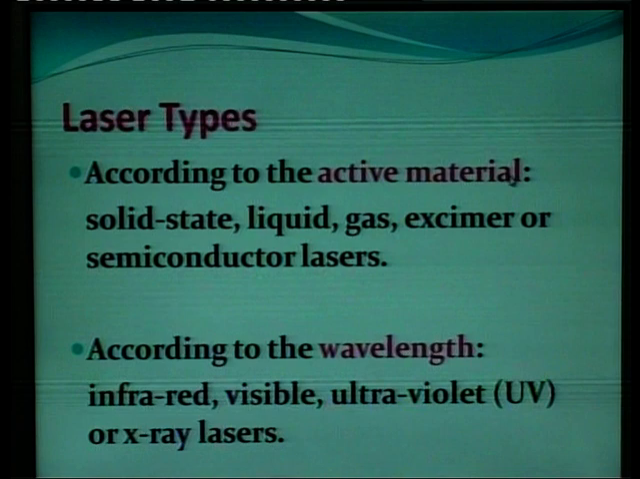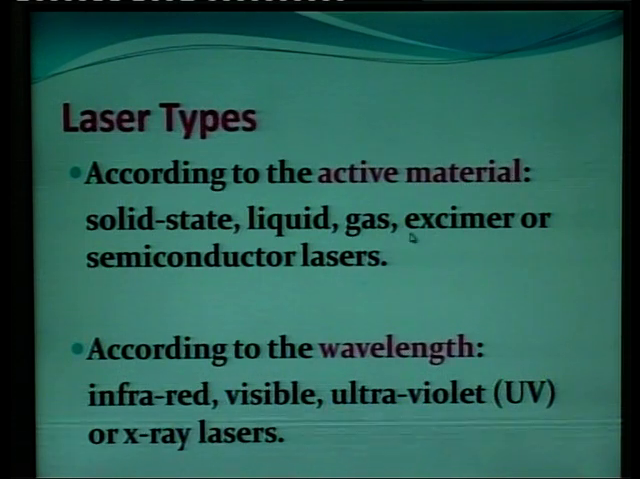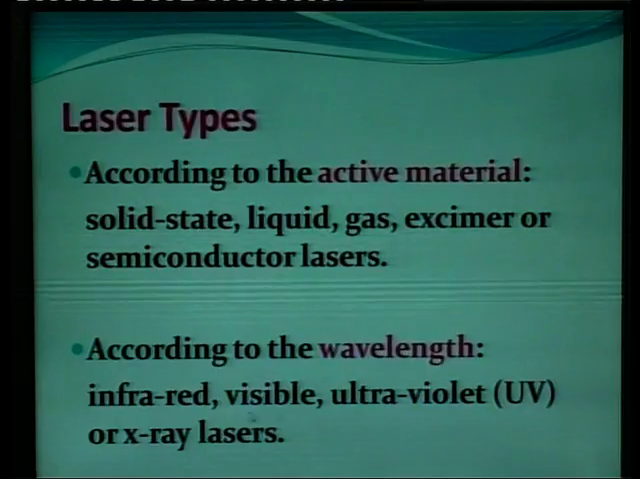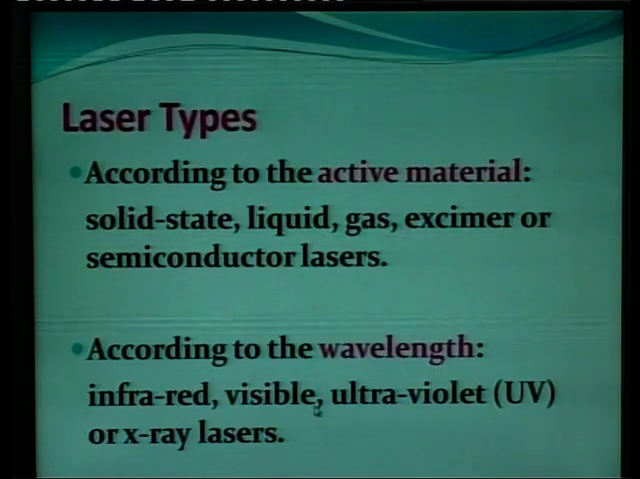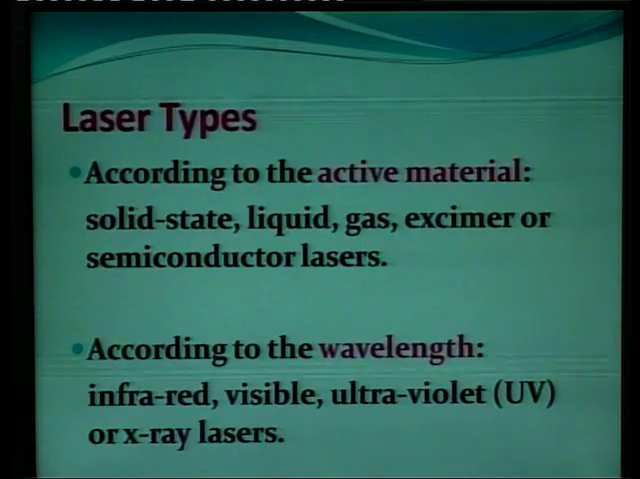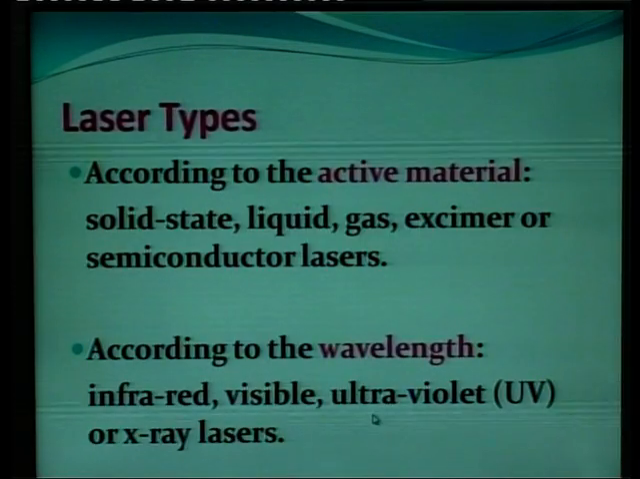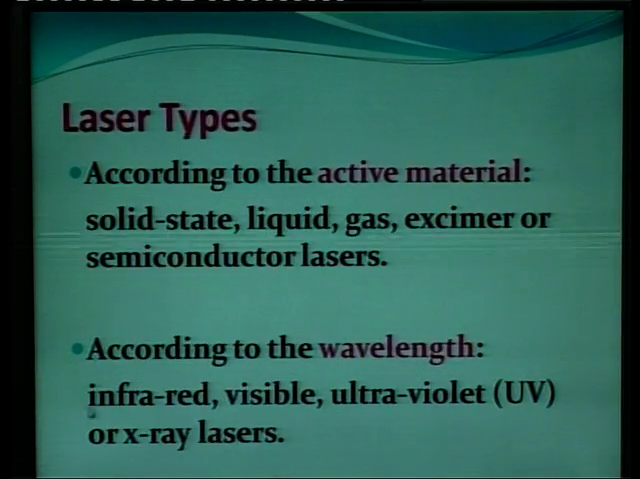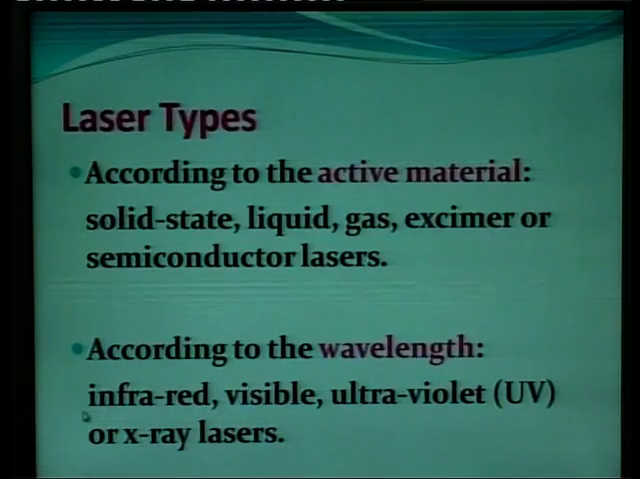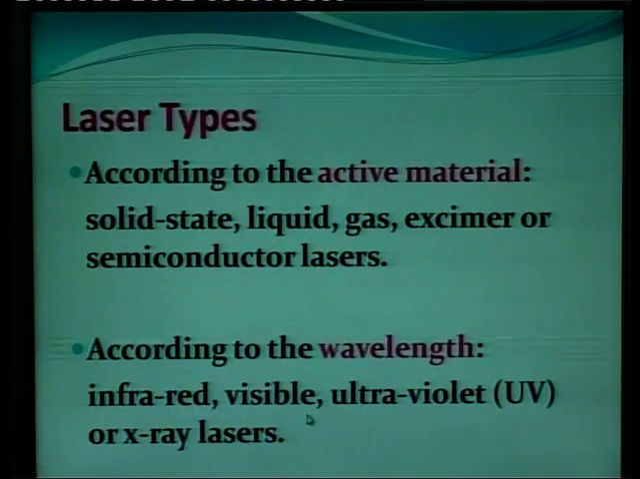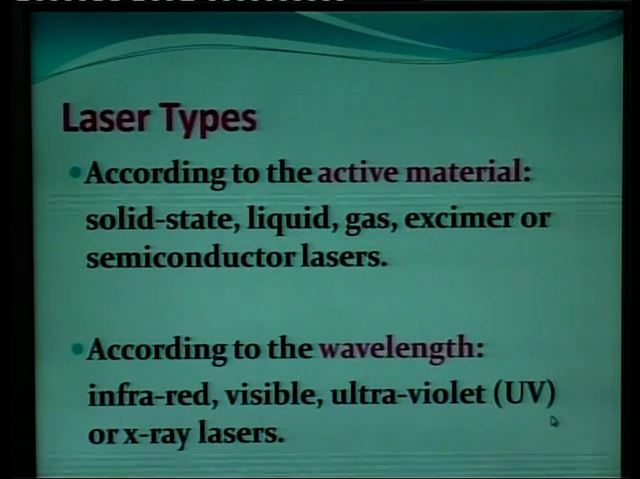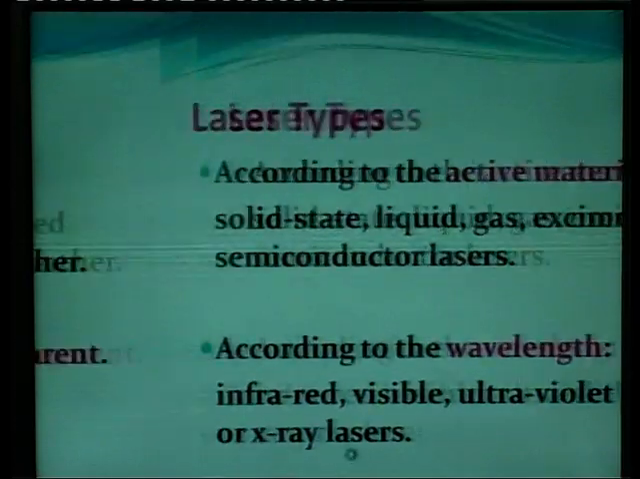So according to the active material, it can be solid state, liquid, gas, excimer or semiconductor laser. According to wavelength also, wavelength means which light the laser is of, it is of infrared light, it is of visible light, it is of ultraviolet light or it is of X-rays. Since laser is of single frequency, single wavelength, we can have different lasers depending upon the wavelength. It can be of infrared light, it can be visible light. Visible has 7 colors, VIBGYOR. So it can be of ultraviolet light, it can be of X-rays.